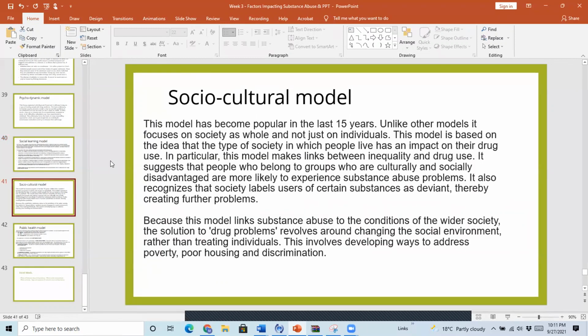Now, the sociocultural model has been popular, as it says, in the last 15 years. I would say that probably maybe even a little bit longer. These models focus on society. So we're not talking about just one person who's addicted. We're looking at society as a whole. This was actually the model that they used in Portugal.